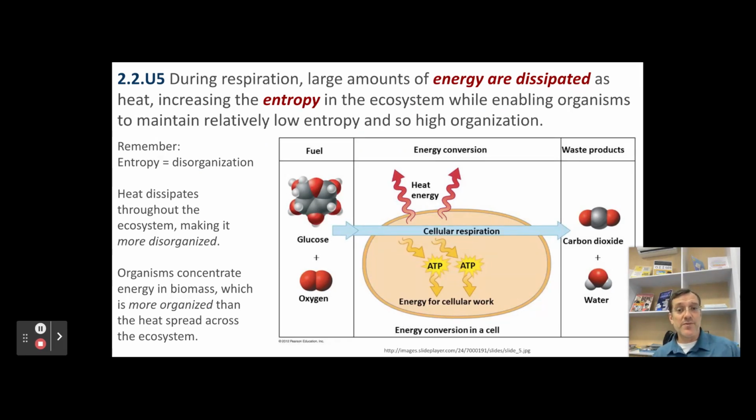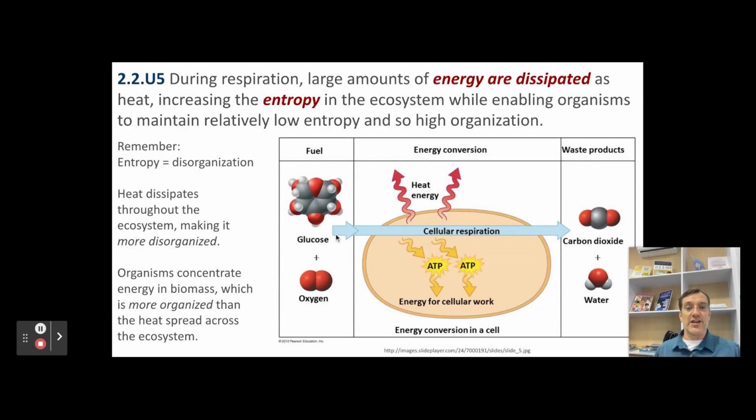During respiration, energy is dissipated. That means it becomes spread out, more disorganized. That is entropy. There you go. We're back to our laws of thermodynamics again. So the process of photosynthesis organizes energy, makes it more organized by assembling it into the chemical bonds in glucose.